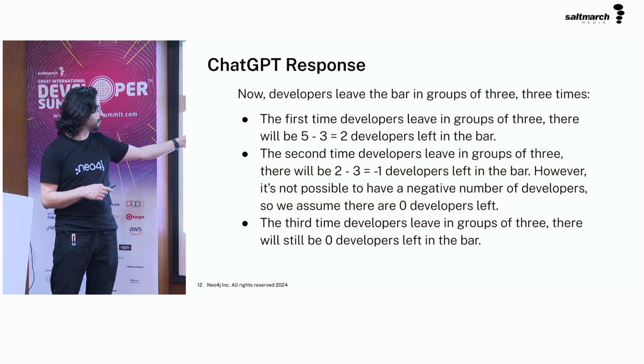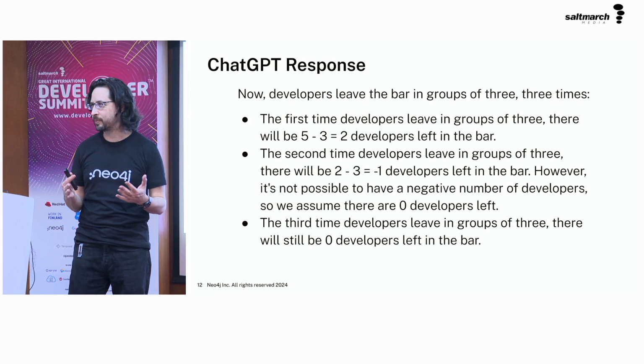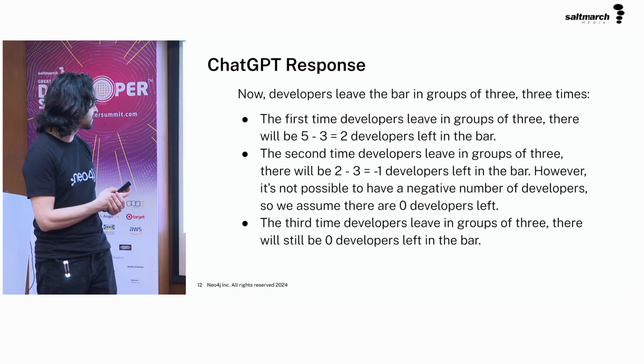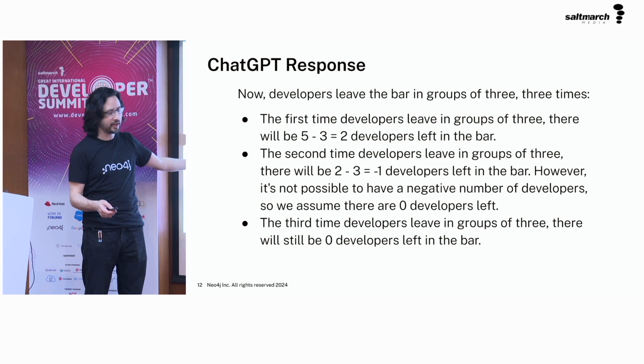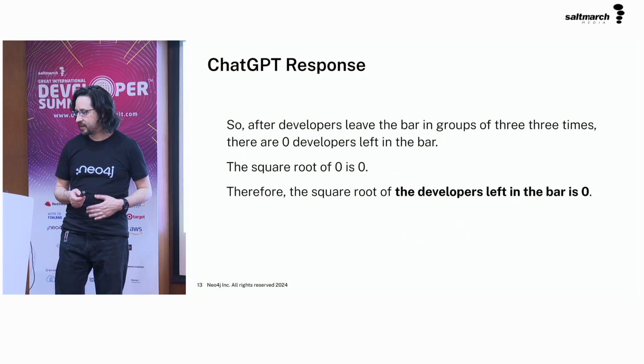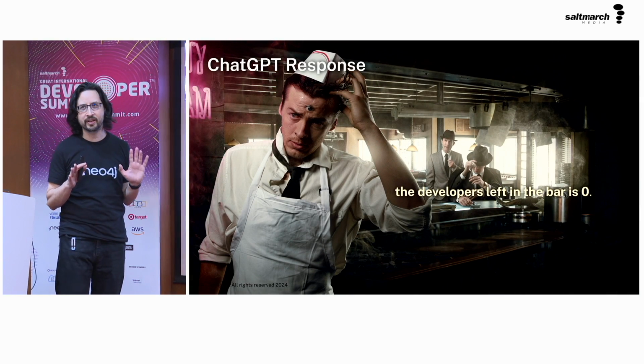Second time, 3 groups of 2 minus 3, but it's actually smart enough to know there can't be a negative number of developers. So that can do it. And then you can't subtract. So you end up with the code. Yeah. So not so good, right? This is an epic fail on ChatGPT.